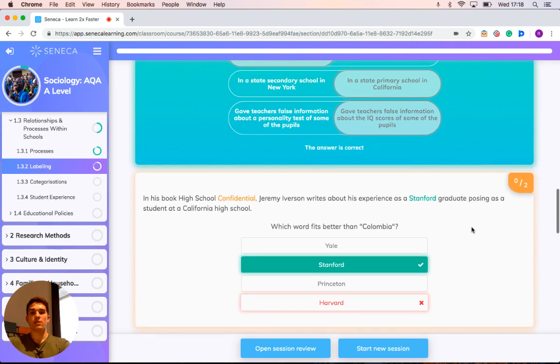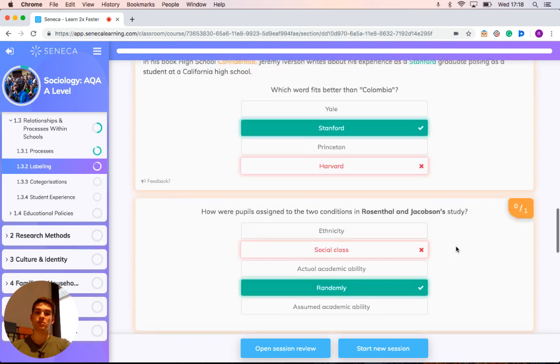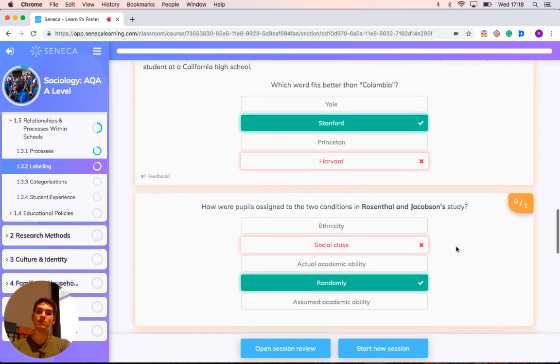Then remember as well that there was a book called High School Confidential, in which Jeremy Iverson looked at his experience as a Stanford graduate posing as a student in a California high school. He found that by behaving in a certain way, he was able to get people to tell him he would amount to nothing, even though he was a bright graduate.